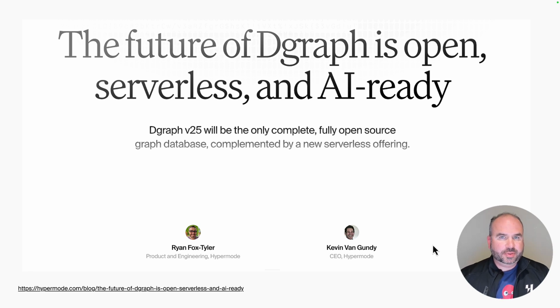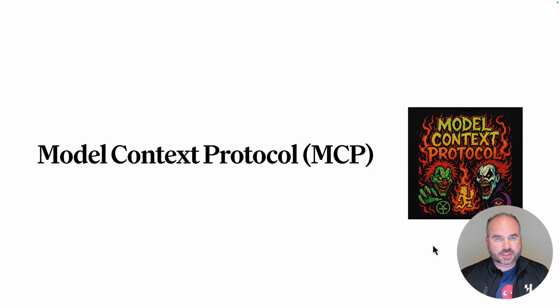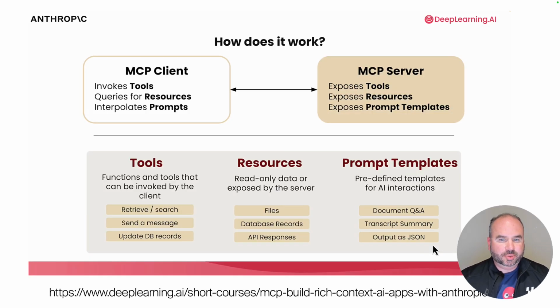I want to talk about some of the features in the latest release of Dgraph. The first interesting bit is that all of the enterprise features of Dgraph have been moved into a single open source release, and we're continuing to add new features. The interesting one I want to dive into in this case is Model Context Protocol, so the MCP server for Dgraph. Let's talk a little bit about MCP, and then we'll look specifically at the Dgraph MCP server.